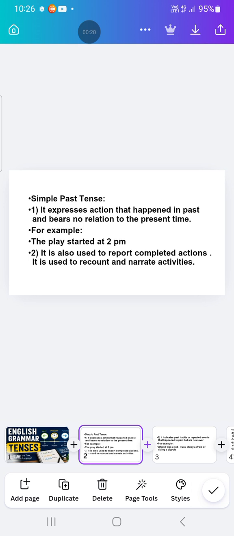First type of past tense is simple past tense. It expresses an action that happened in past and bears no relation to the present time. For example, the play started at 2 p.m. It is also used to report completed actions. It is used to recount and narrate activities.